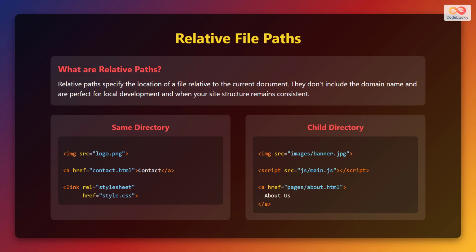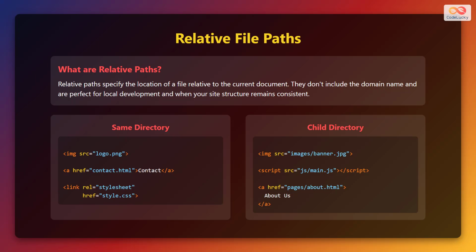Let's delve into relative file paths. Relative paths specify the location of a file relative to the current document. These paths do not include the domain name, making them ideal for local development and scenarios where your website structure remains consistent. Let's look at the examples.